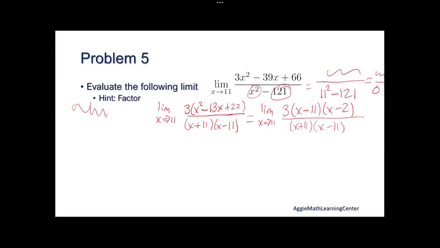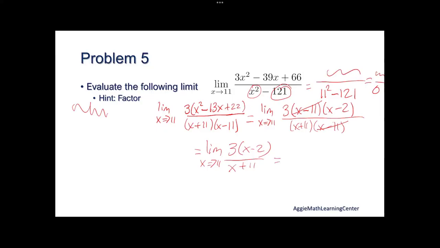I see something that can cancel. Zoop, zoop. So we're left with the limit as x approaches 11 of 3 times x minus 2 over x plus 11. And this is something we can solve.